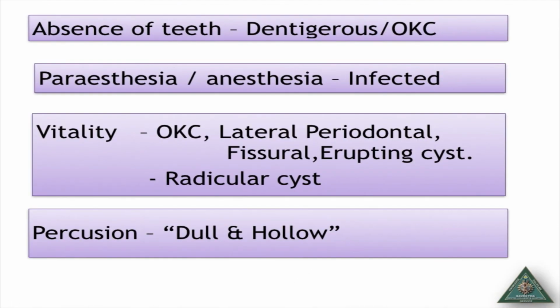With absence of teeth, we suspect a dentigerous cyst or OKC. When there's paresthesia or anesthesia, we suspect an infected cyst. On vitality, with OKC, lateral periodontal cyst, or eruption cyst, we can find vital teeth. And radicular cyst has a non-vital tooth. Percussion will show a dull and hollow sound.